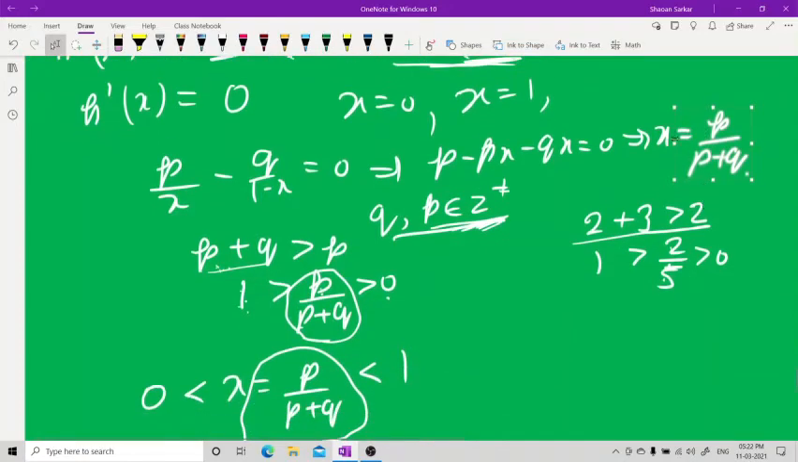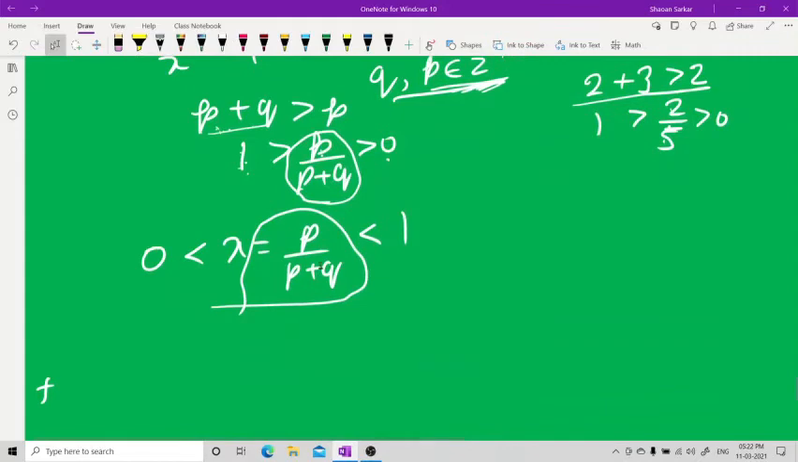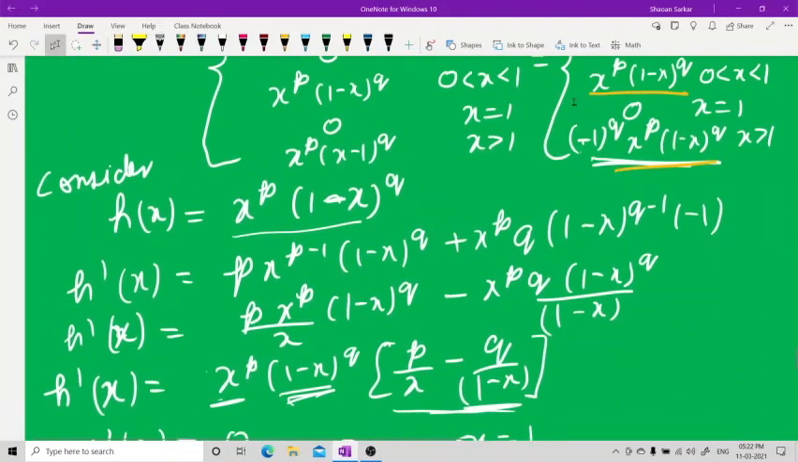And of course, this point, you can see, is between 0 and 1. This point is lying between 0 and 1. This p upon p plus q is always lying between 0 and 1. So I will have to take the function, this one. I will have to take this function, which is nothing but this function.